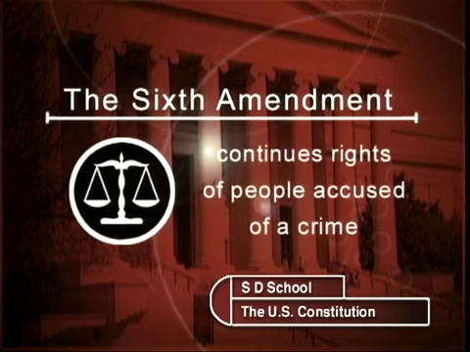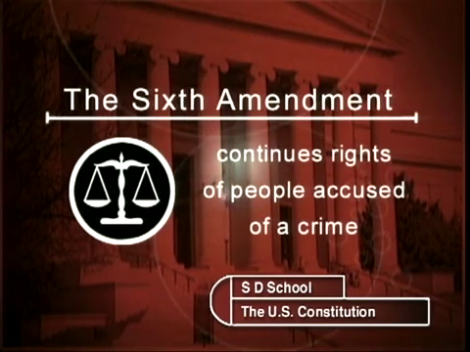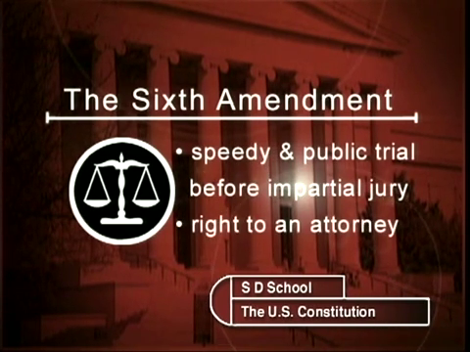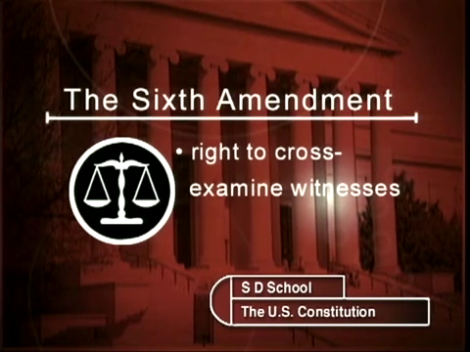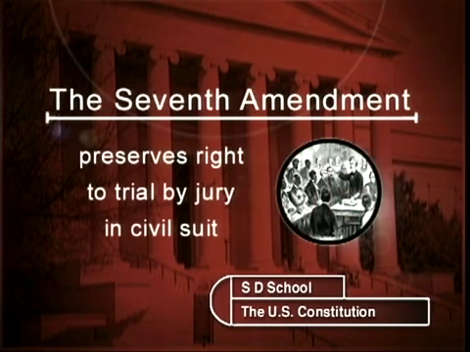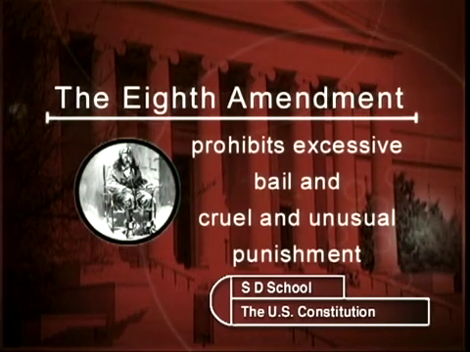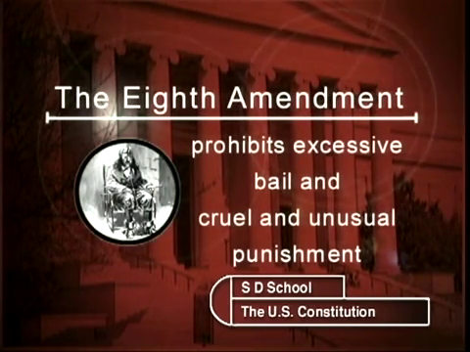The Sixth Amendment continues the rights of people accused of a crime, promising a speedy and public trial before an impartial jury, the right to an attorney, and the right to cross-examine witnesses. The Seventh Amendment preserves the right to a trial by a jury in a civil suit. The Eighth Amendment prohibits excessive bail and cruel and unusual punishment.